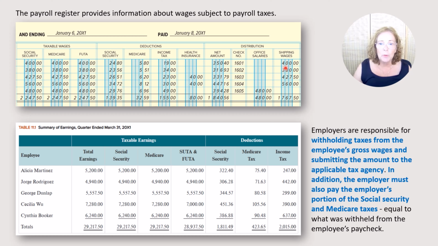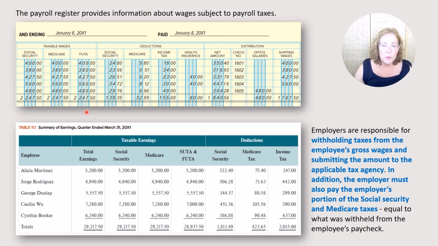Employers are responsible for withholding taxes from the employee's gross wages and submitting the amount to the applicable tax agency. In addition, the employer must also pay the employer's portion of the Social Security and Medicare taxes, equal to what was withheld from the employee's paycheck. Make the deposits timely and accurately, and file the applicable tax forms when they're due. Payroll and labor laws change frequently, and so do the payroll tax forms. Payroll companies like ADP or Quicken have the expertise in that area. However, even those companies make mistakes from time to time, and it is important that payroll is always double-checked.